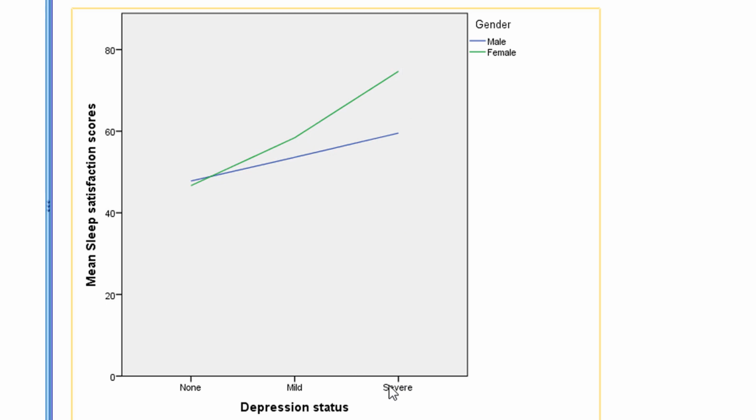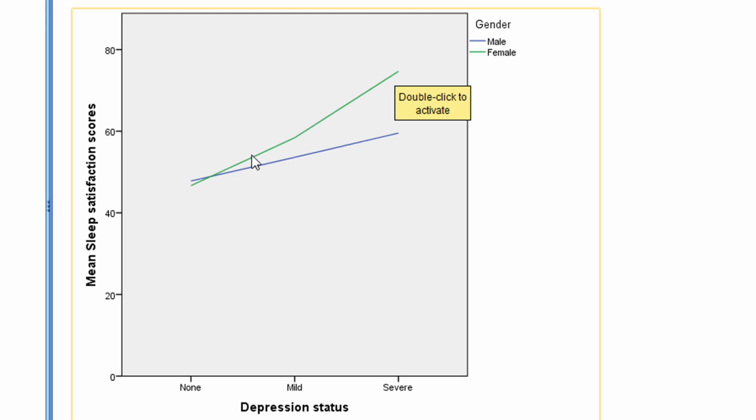When their depression is severe, they have higher levels of poor sleep. It means that we can have both main effects of depression and gender. And now let's see, is there any interaction? This graph gives us a hint that there is possibly an interaction.